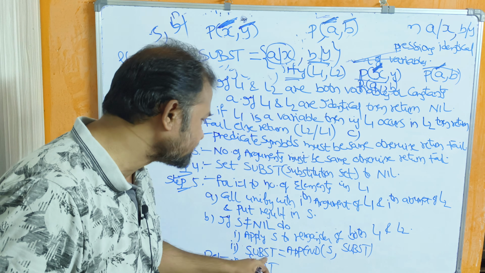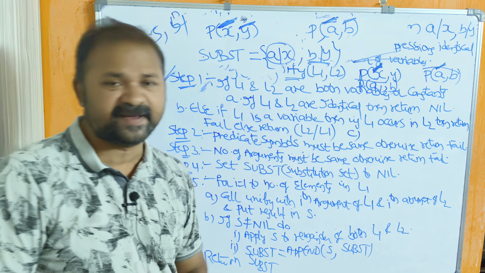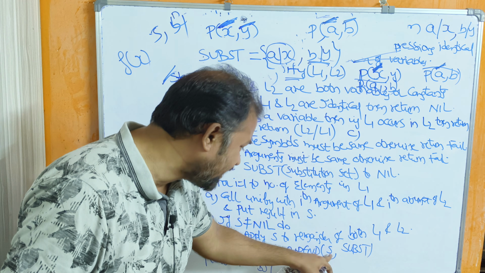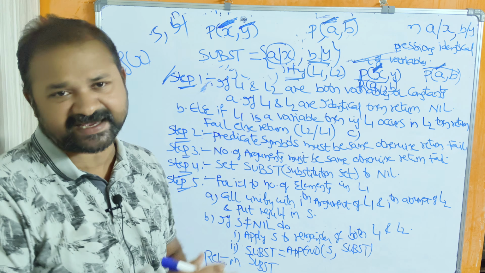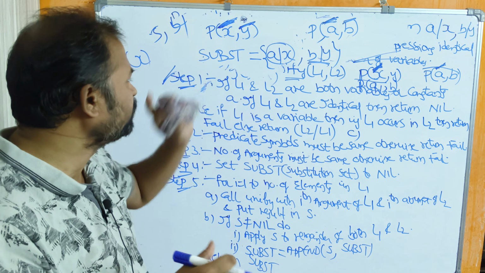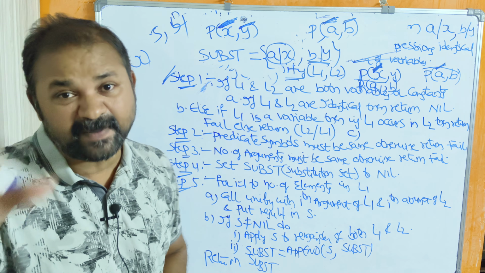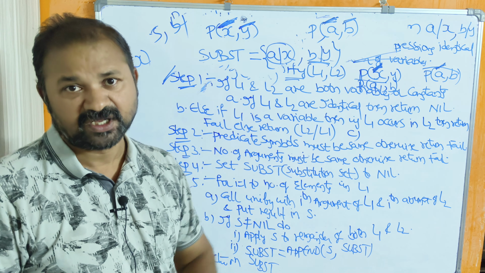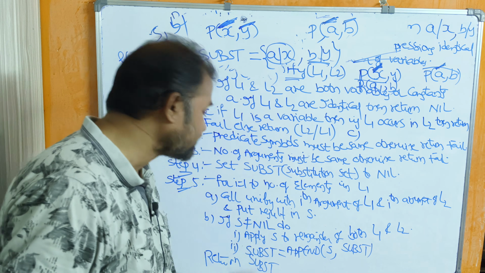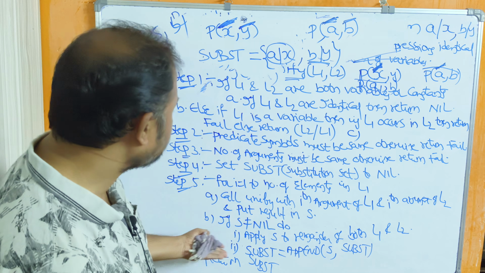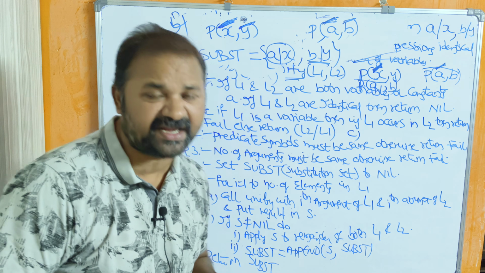So the statement is SubST equals append of s comma SubST. We are appending the content of s to SubST. Initially s contains a by x, so that a by x will be appended to SubST. Next s will contain b by y, so that b by y will be appended to SubST. Now SubST contains both the substitutions a by x and b by y. So return SubST. What is the substitution set here? A by x, b by y. So this is nothing but the unification algorithm.